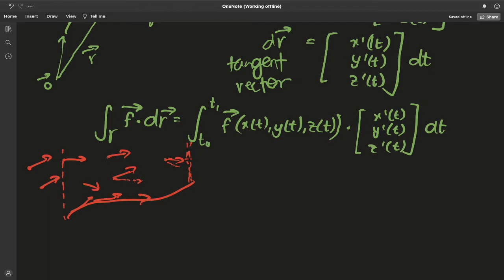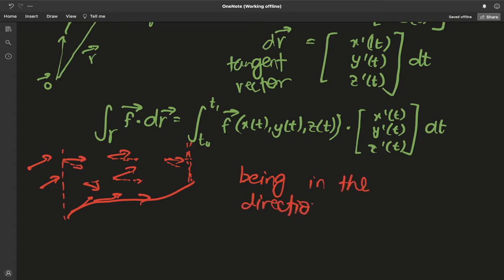This is a horrible drawing, but hope you see projecting them. And then integrate those projection values, which will be scalars now, with respect to t along this curve. So that's the idea of this.